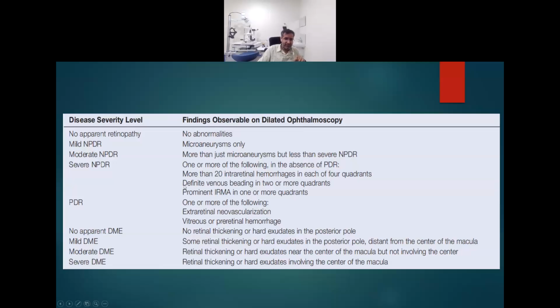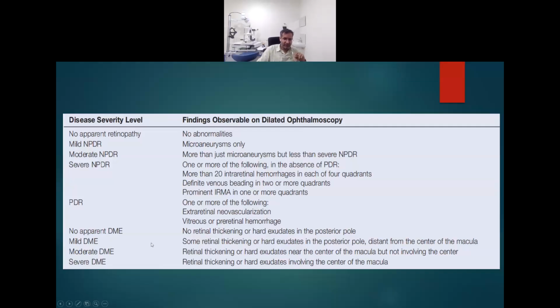There is definite venous beading in two or more quadrants, and there is prominent IRMA in one or more quadrants. What is PDR according to the American system of classification? It is one or more of the following, that is extraretinal neovascularization, vitreous or preretinal hemorrhage.